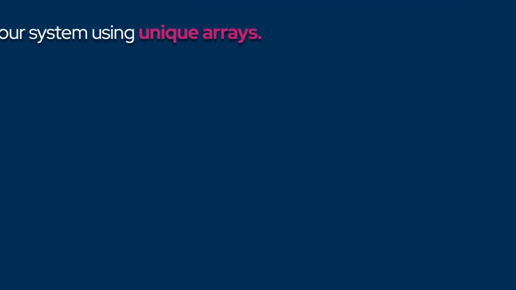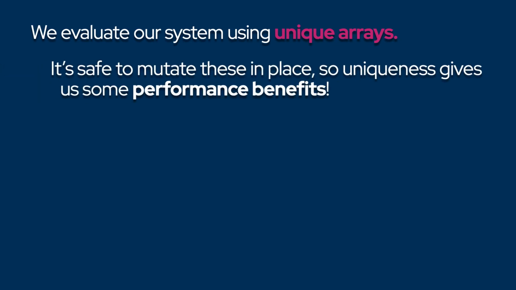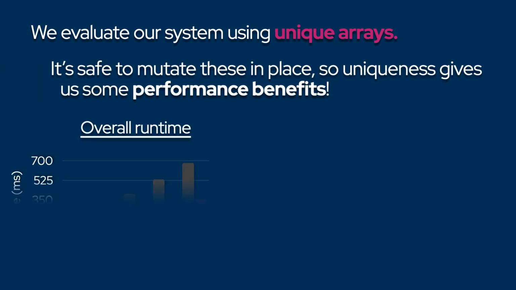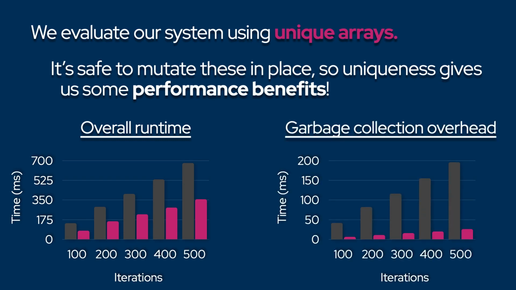Having unique types means that we can implement mutable arrays, allowing us to demonstrate some performance benefits. Mutability means that overall runtime is reduced, and you can see from the graphs that this is thanks to spending significantly less time on garbage collection.